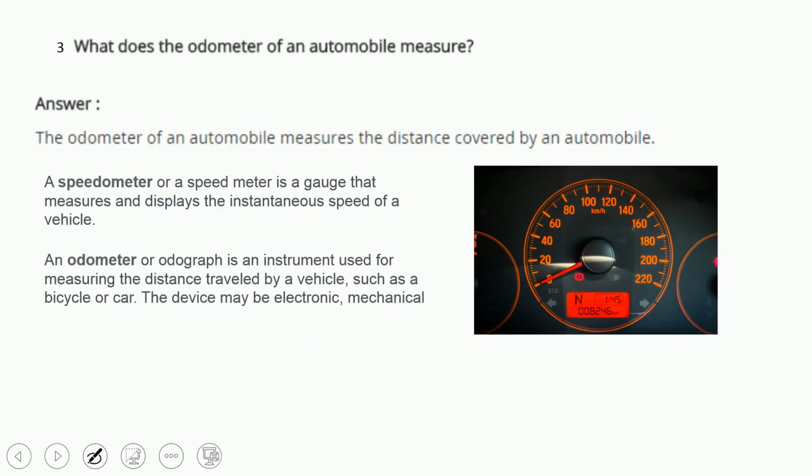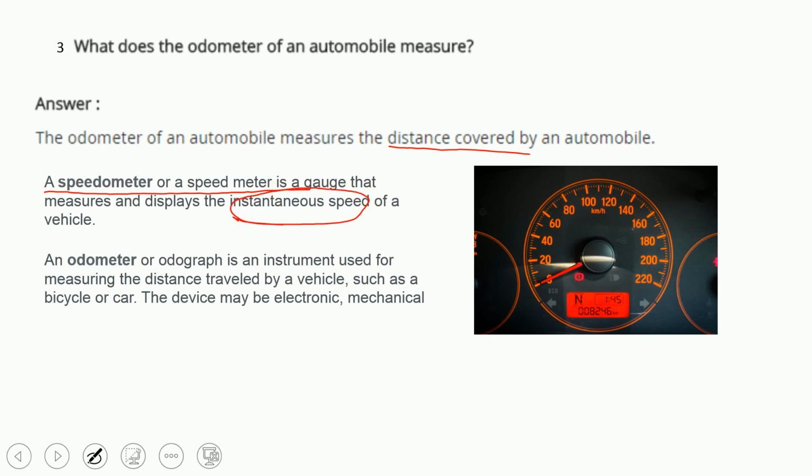Third one. Here, look: what does the odometer of an automobile measure? What are the odometer and the speedometer? Two aspects are there. The odometer measures the distance covered. Understand? The speedometer, or speed meter, what does it measure? It displays the instantaneous speed.